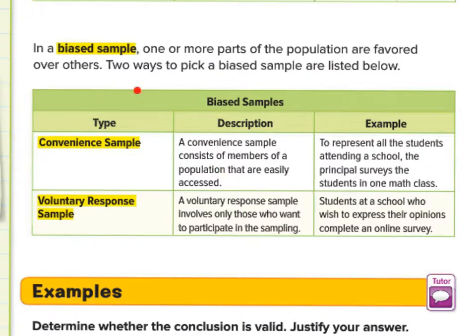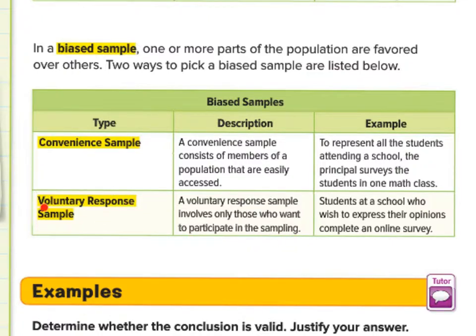But that's kind of biased because all the students are going to be approximately the same age, they're going to have the same teacher, they'll have a lot of similarities, and it's not really going to be a good reflection of the whole school. Voluntary response sample. This could also be biased. A voluntary response sample involves only those who want to participate in the sampling.